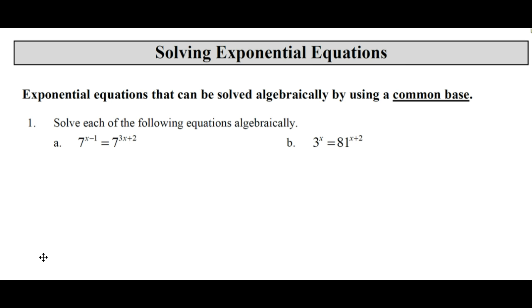So what can we say? What's got to be the same? The bases are the same, which means the exponents must be equal to each other. If this statement is true and the bases are the same, then x minus 1 must be the same as 3x plus 2, which now allows us to solve that algebraically.